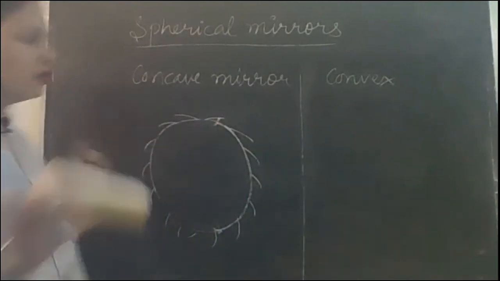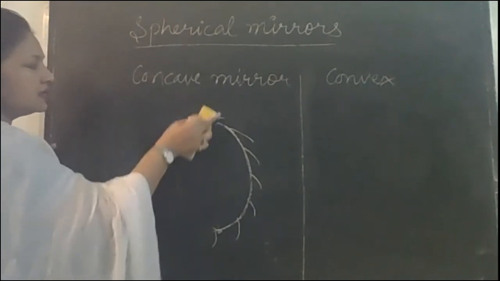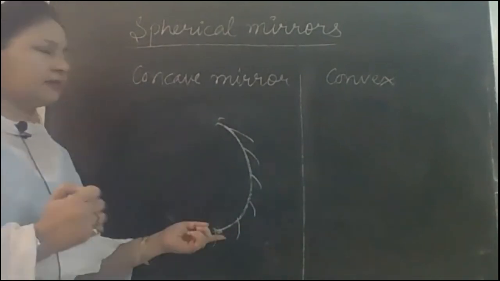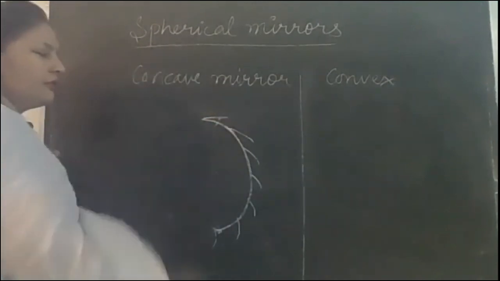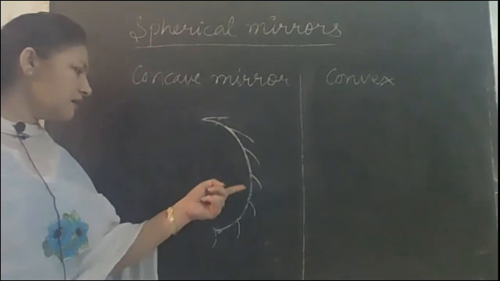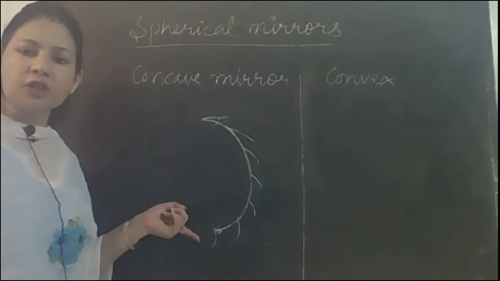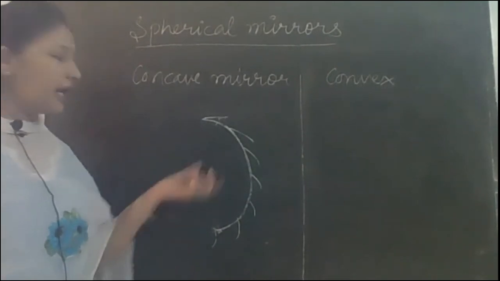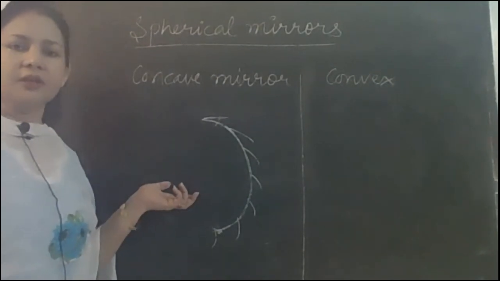Concave mirror. I am drawing only a part of this sphere. This is definitely a concave mirror. Always remember, we will keep its inner bulging portion shining and the outermost portion will be opaque. It will be insensitive to light. Light will be reflected from the inner, inward portion of the mirror.